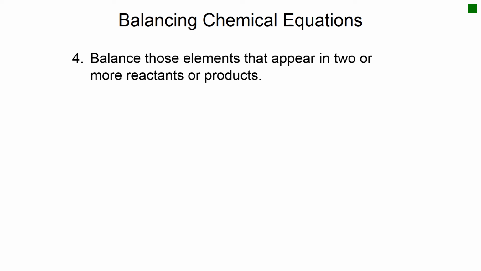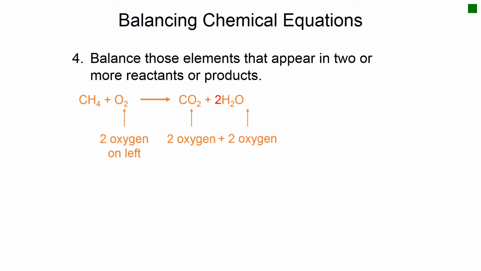Page 2. Balance those elements that appear in 2 or more reactants or products. You'll be able to do this on one page pretty quickly. So here we go. Here's our new one with the 2 H2O. Let's look at the oxygen. We have 2 oxygens on the left and 2 oxygens on the right. Oh, wait a minute, there's one more there. 2 plus 2. Why are there 2 there? This 2 means I've got 2 H2O molecules. So I have 4 hydrogens, but I also have 2 times 1 oxygen there. So that adds up to 4 oxygens on that side of the reaction.